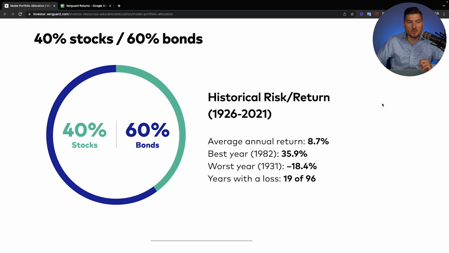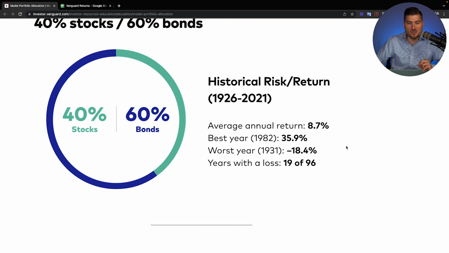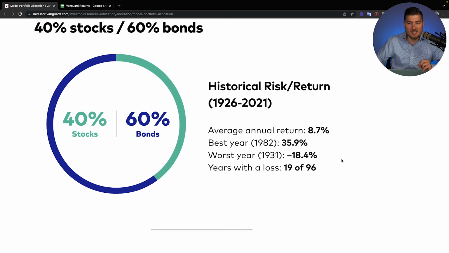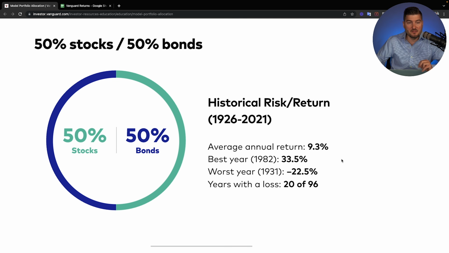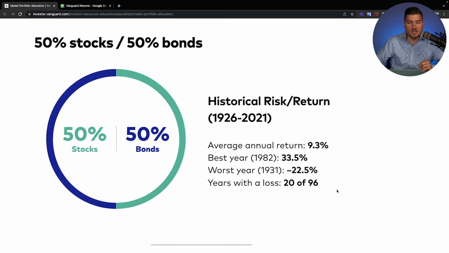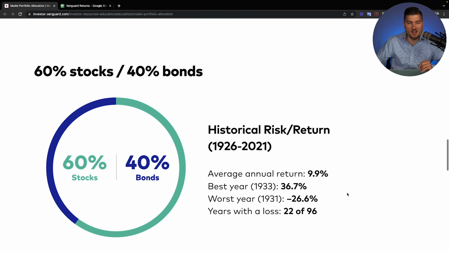So if we look at a portfolio that was 40% stocks, 60% bonds, you can see the average annual return was 8.7. Best year was 35.9. The worst year was negative 18.4, and it had 19 out of 96 years with a loss. If we look at 50-50, literally 50% stocks, 50% bonds, you can see that the average annual return is now increasing. We're at 9.3%. The best year was 33.5. The worst year was negative 22.5. And we had 20 years out of 96 with a loss.